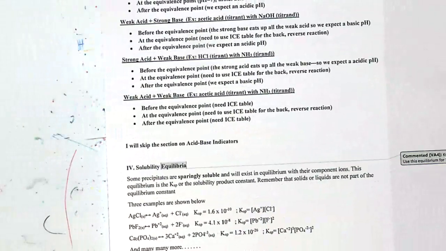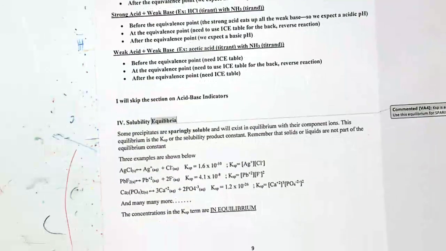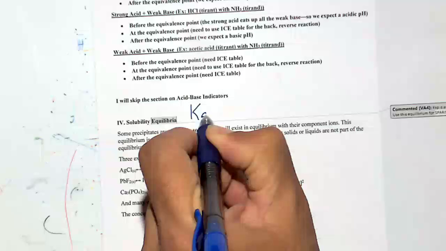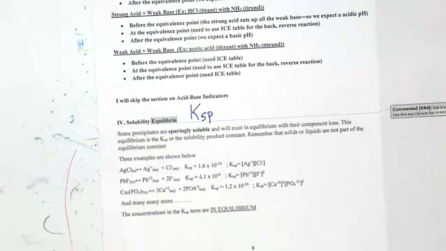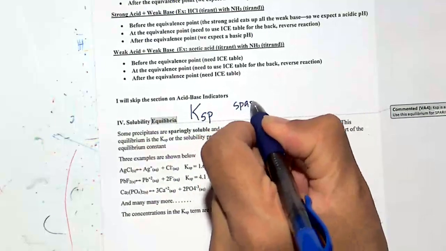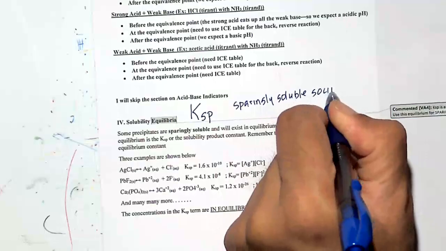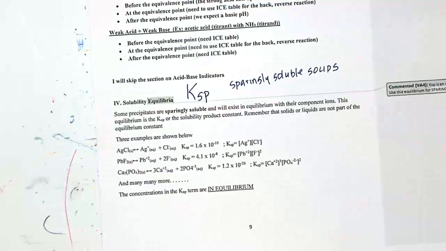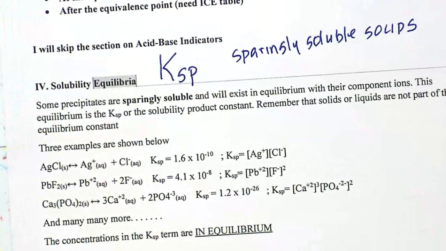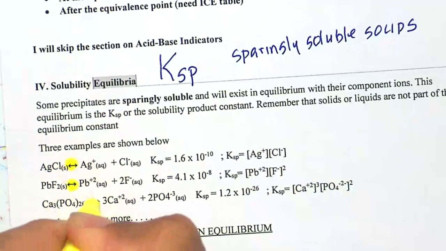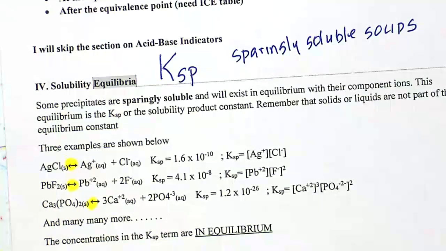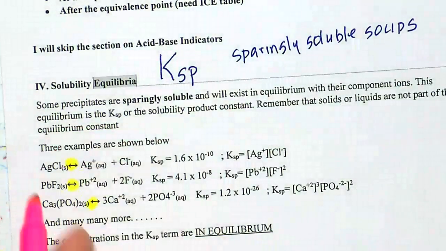All right, so do you guys know about KSP here? Okay, so KSP is our next type of equilibrium, and we will use this for sparingly soluble solids. In this case, we have an equilibrium, but what is in the reactant side of the equilibrium? A solid. So some of the solid goes back.